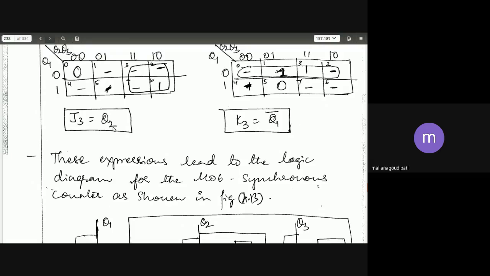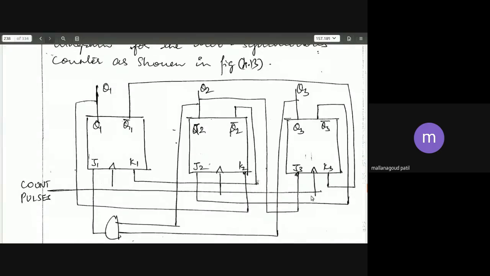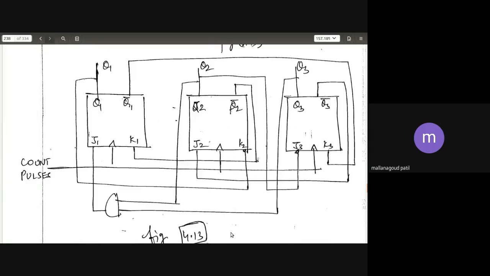Then what is J3? Q2. J3 you connect to Q2. Q2 directly you can take and connect to J3. Then what is K3? Q1 bar. It goes to Q1 bar. According to the design, whatever relation you have for J1 and J2 and similarly for the others, all you have to connect with the flip-flops.